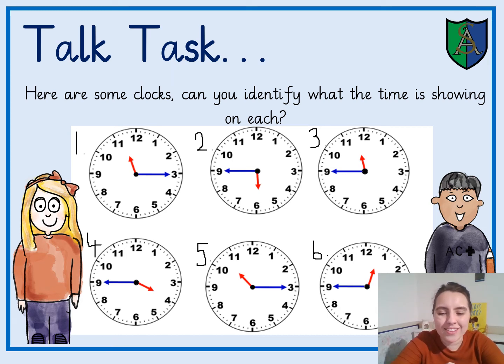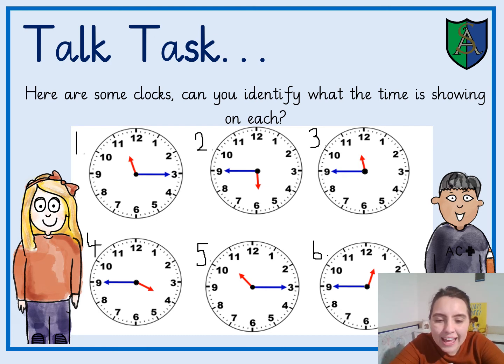So it's 1:45. Well done if you managed to get that one correct. Let's have a look at number 4 then. Now, our minute hand is pointing at the 9, so we know that is quarter to. And then we can see that the red hand is almost at that number 4. So we can say that number 4 is 4:45.